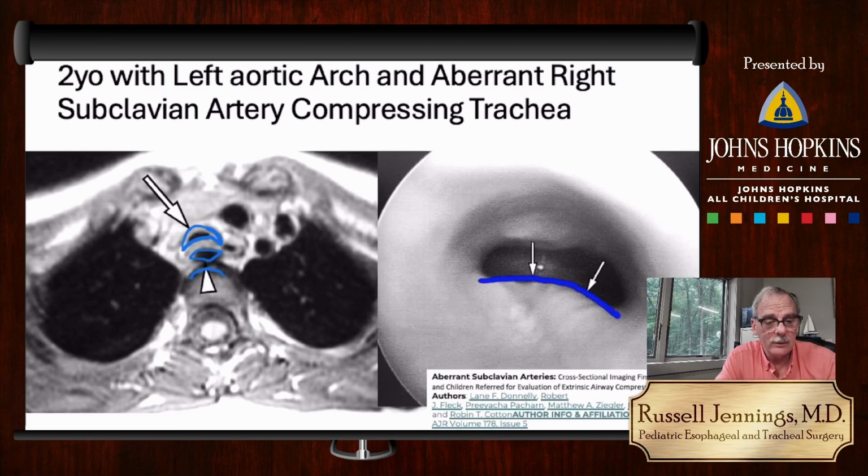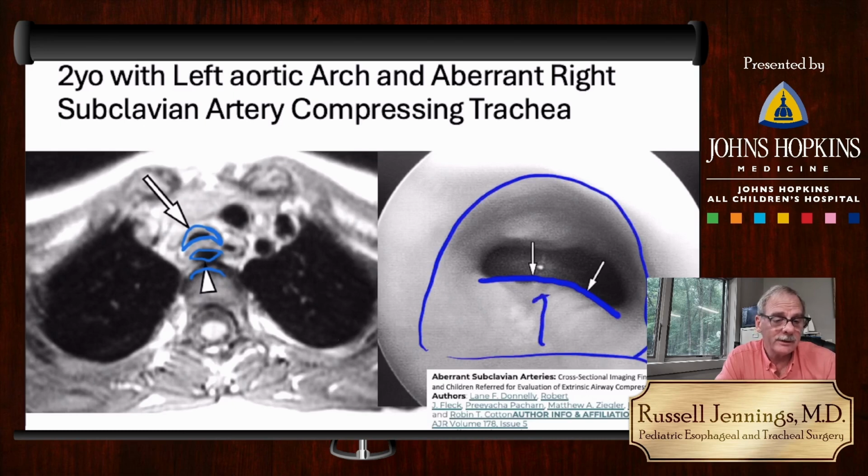Normally this trachea would look something about like this. So it's a significant compression. And on the front is the pulmonary artery pushing on the trachea, because the trachea is pushed forward.